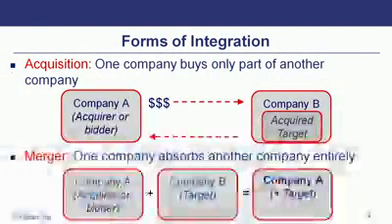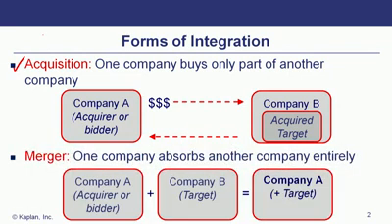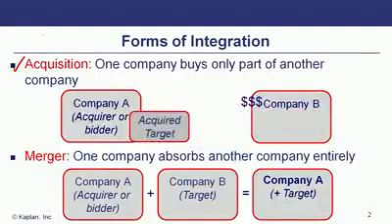So first of all, talking about the acquisition, this is where one company buys only a part of another company. So you've got company A. They're going to be the acquirer or the bidder. They're going to give something of value to company B, and they're going to take in a division or something along those lines. So you can see the animation. So it would be a company that buys the suitcase division of some conglomerate somewhere. That would be an acquisition.